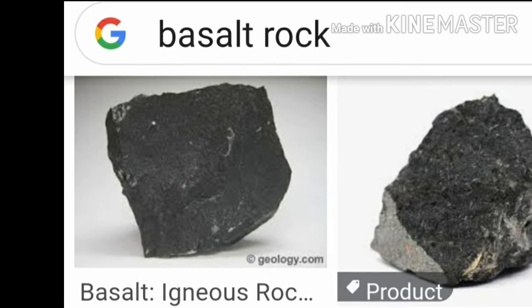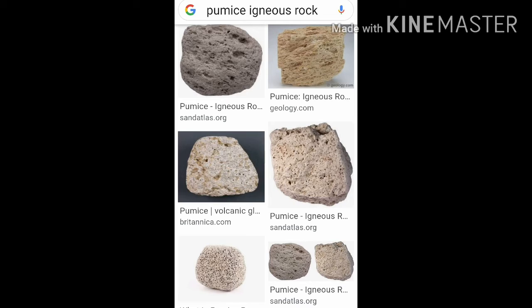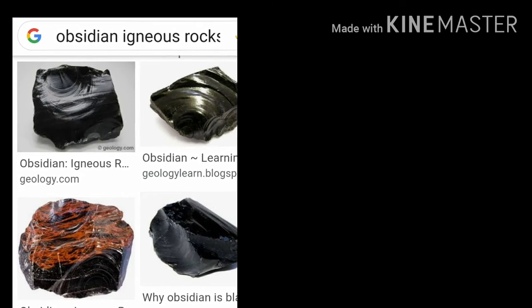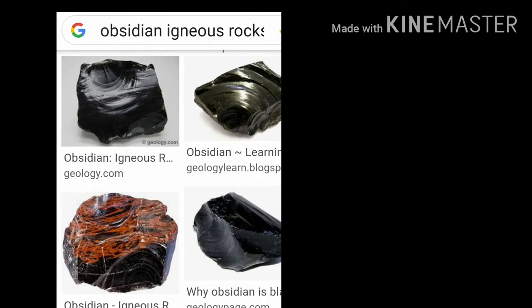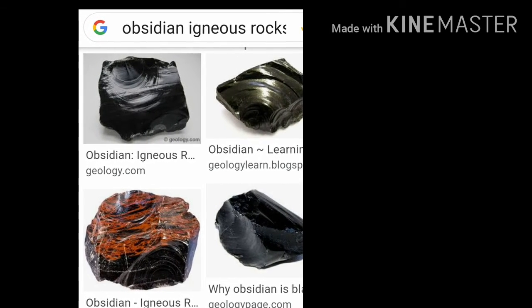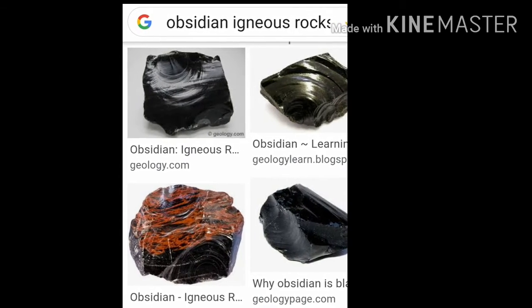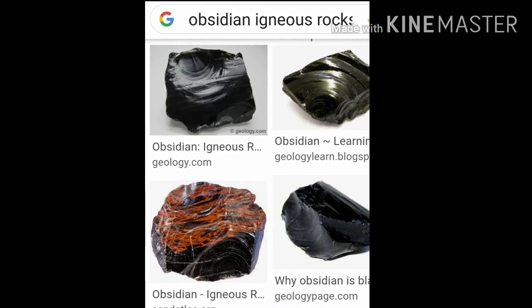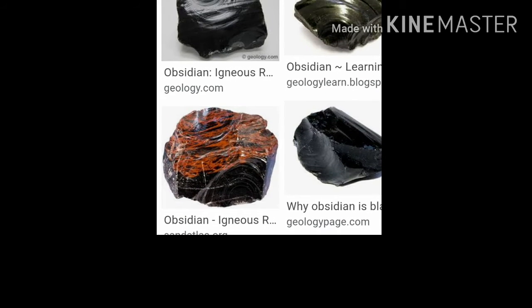Next is pumice. Pumice is a light colored rock formed by quick cooling of lava. Next example, obsidian. Obsidian is a shiny, smooth, black rock formed by cooling of lava. Obsidian can be broken into pieces with very sharp edges. Because of this, people in ancient times used it to make cutting tools. As you have seen, different kinds of rocks are divided into three groups: igneous rocks, sedimentary rocks, and metamorphic rocks.